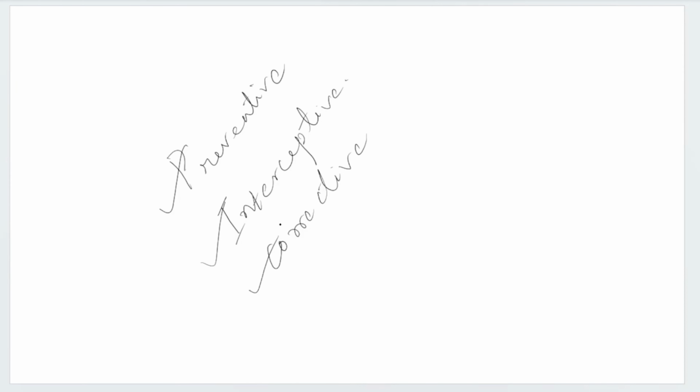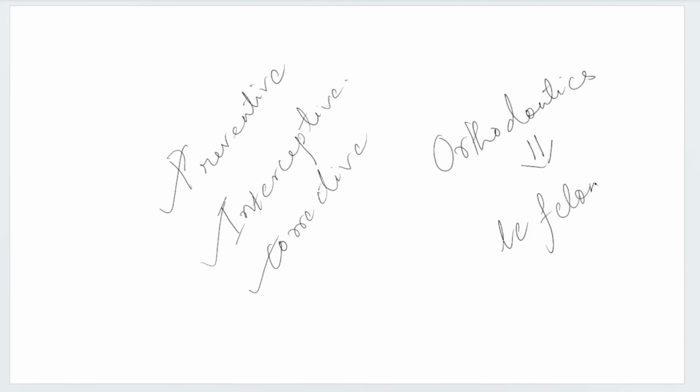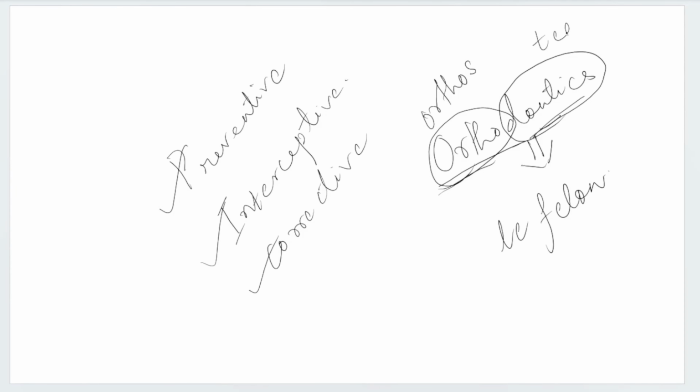Now moving on, who gave the term orthodontics? Orthodontics term was given by Le Fallon. Very interesting name, Le Fallon. Okay, so what happened was, and again, what does orthodontics stand for? Orthodontics comes from the word orthos, and dontics, as you all know, means teeth. Understood? So this is the concept of orthodontics.